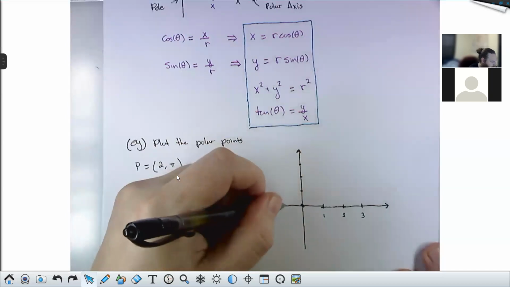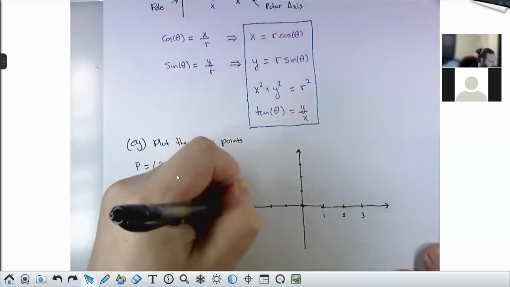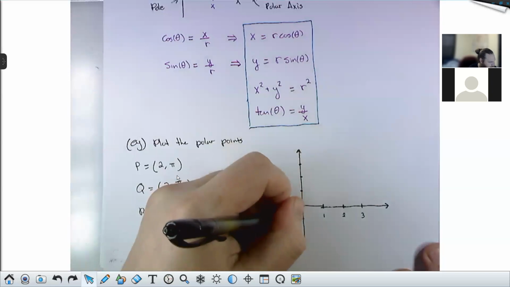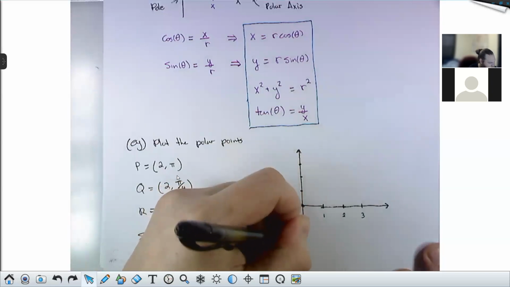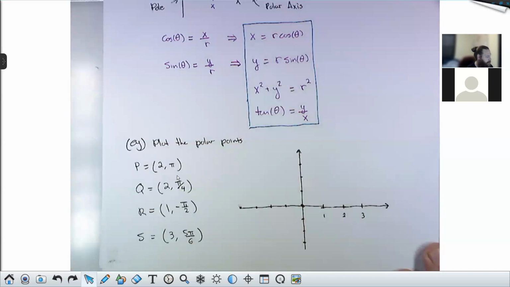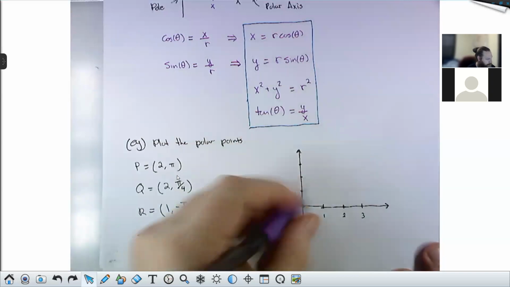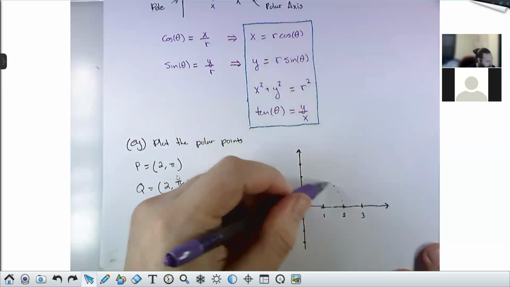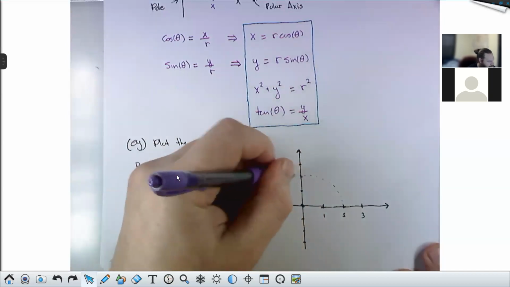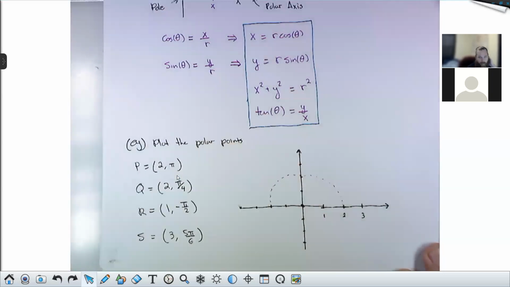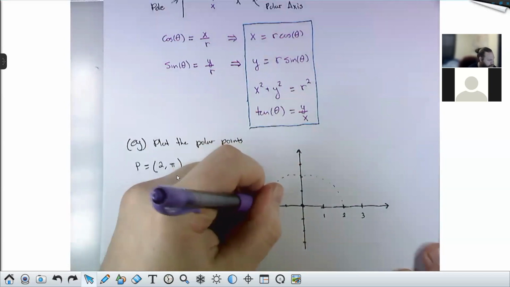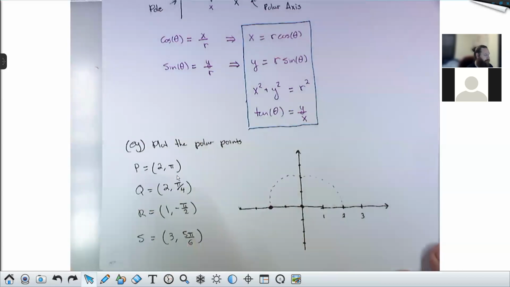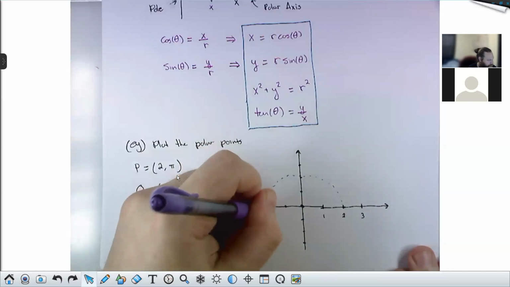So let me put some other tick marks here to help us out. I'm going to walk out 2 along my polar axis. I'm going to start here, and then I'm going to rotate around by pi radians. And that's going to put me right here. So that's the polar point (2, pi). That's the point P.